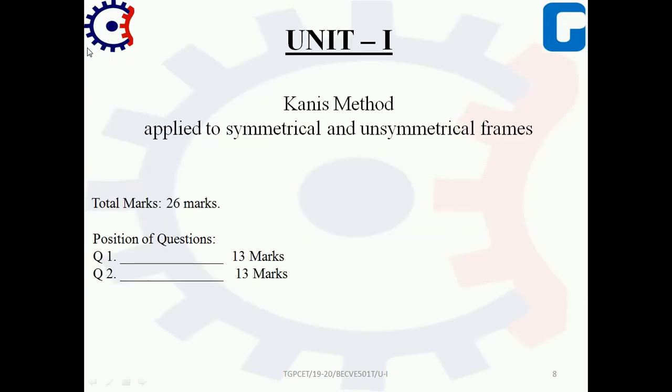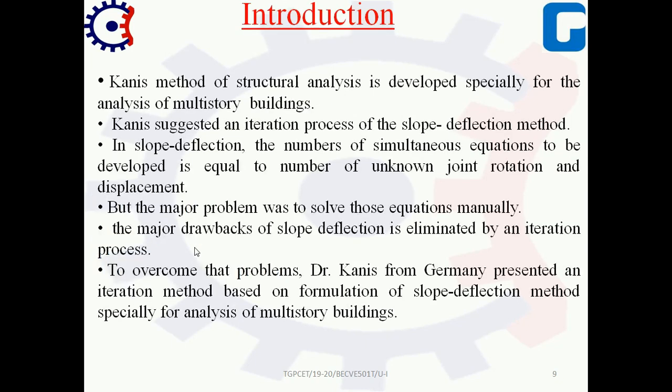Unit number 1 has a weightage of 26 marks, in which question number 1 is asked for 13 marks and question number 2 is asked for 13 marks. The total is 26 marks, 13 marks or 13 marks. So this is the introduction of Kani's method.